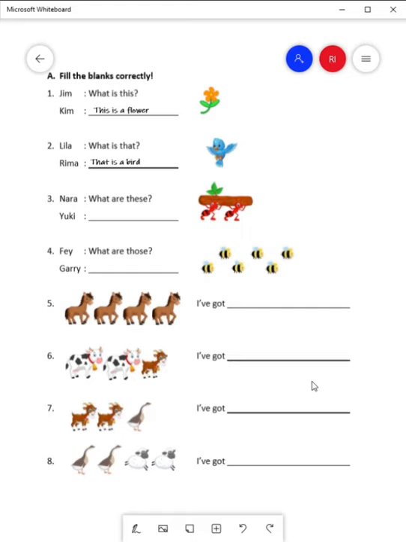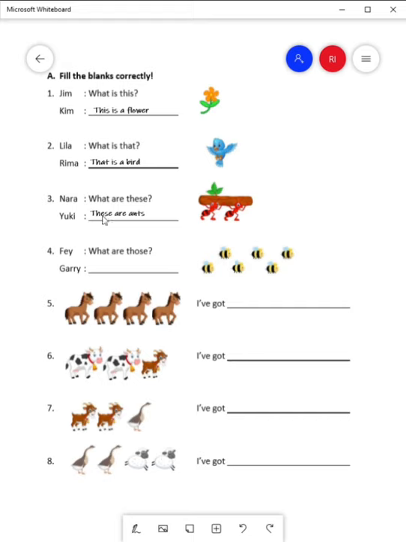Okay, now let's see number 3, the next number. Nara asks, what are these? So we have to answer these are, and let's see the picture. There are 2 ants, so we have to write here these are ants.